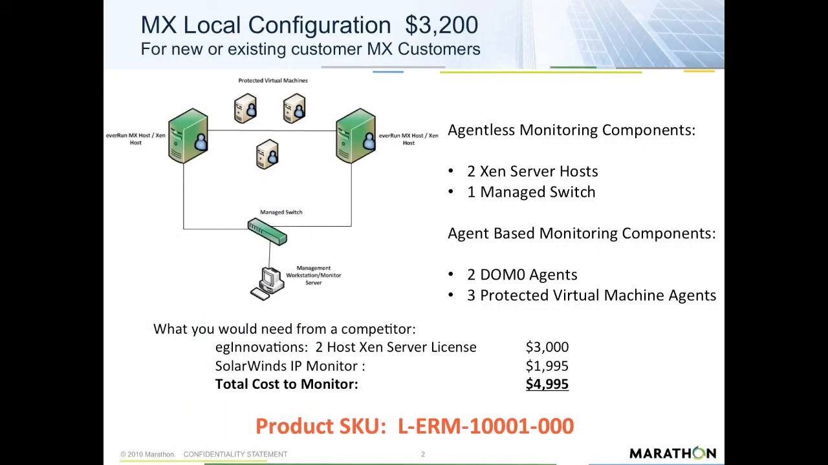So the first package we put together was an MX local configuration, and as you can see there, at a $3,200 price point, we're essentially giving the customer agentless monitoring components. So we're basically able to agentlessly monitor the Zen server hosts. Essentially, in the product, you're telling it the IP address of the pool master, and it will go out and tap into the Zen APIs to gather metrics about the server, and agentlessly monitor one managed switch.